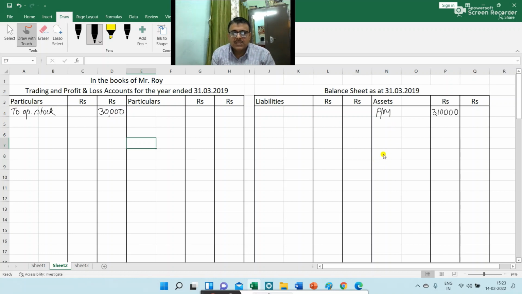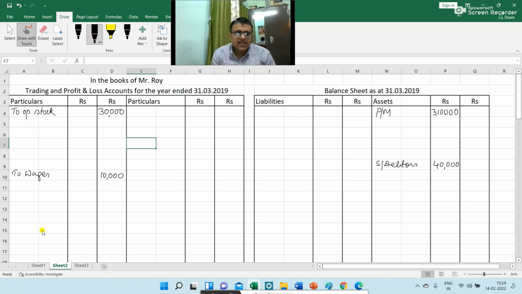So I am leaving some space for the adjustment entry on plant and machinery, and then I am writing the balance of sundry debtors for rupees 40,000. Next item is wages. Wages is a part of your trading account. So I am writing here in the trading account to wages rupees 10,000. There is no adjustment, so you can safely write in the outer column.